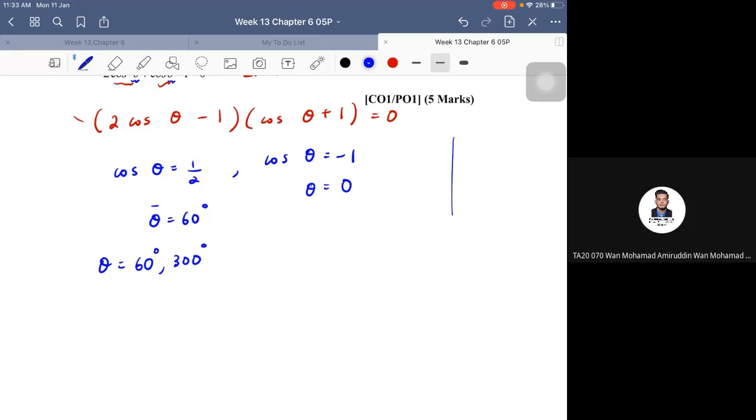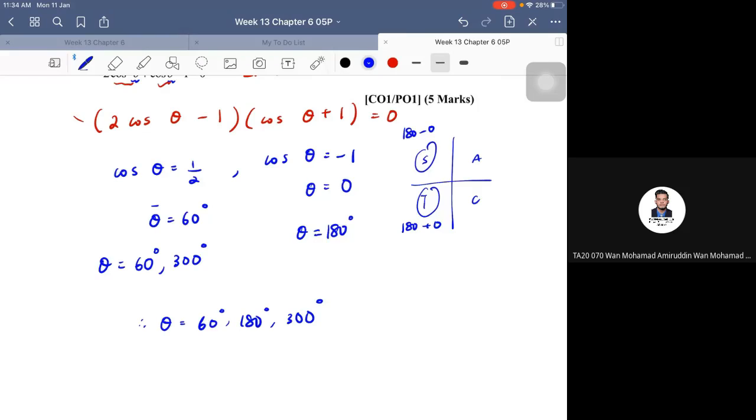Okay, sekarang ni di dalam kuadran yang mana ni? Cos negatif ni? 2 dan 3. So dapat nilai berapa theta ni? 180. Ada lagi? Tak ada, dia 180 je. Sebab kat sini dia akan jadi 180 tolak kosong, dekat sini dia akan jadi 180 tambah kosong. So dia akan jadi 180 je lah. So for this case, kita ada 3 value of theta. So that is going to be 60 degree, 180 degree, and last kali adalah 300 degree. So those are going to be our value.